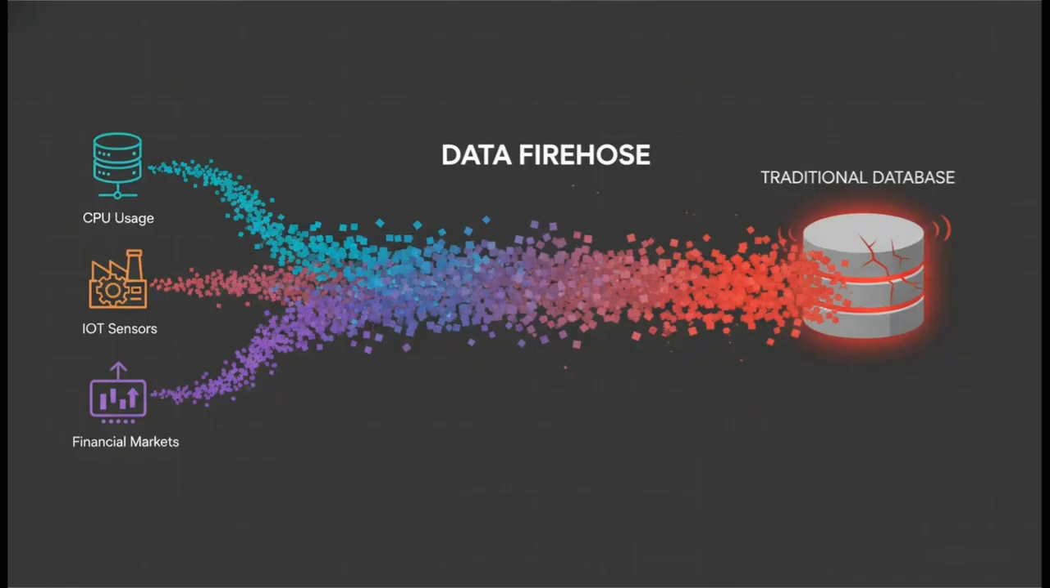Just think about it. You've got a server reporting its CPU usage every single second, a factory with thousands of sensors measuring temperature, financial markets spitting out millions of price updates. I mean, this isn't a trickle of data, it's a fire hose. And if you point that fire hose at a traditional database, well, it's going to start to buckle under the pressure of all those constant writes.